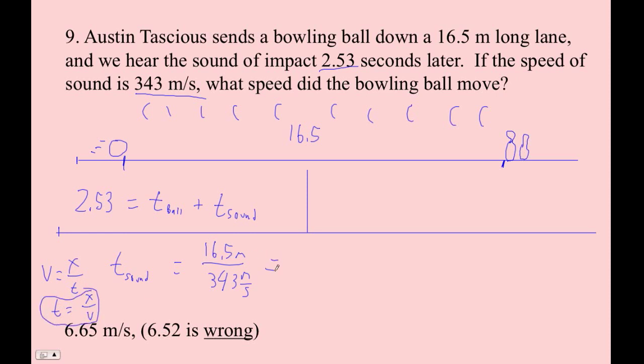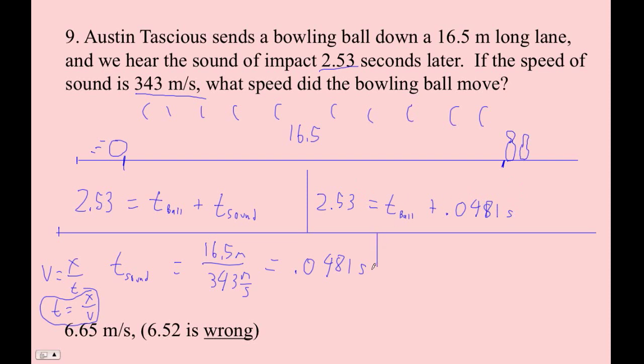All right, so this time here is, let's figure it out, 16.5 divided by 343. That is 0.0481 and then some change seconds, right? So now we can make this a little more informed, right? 2.53 equals the time for the ball to get down there plus 0.0481 seconds. Okay? So can I do a little subtraction here? If I go this minus this, I'll get the time for the ball to travel down, right?